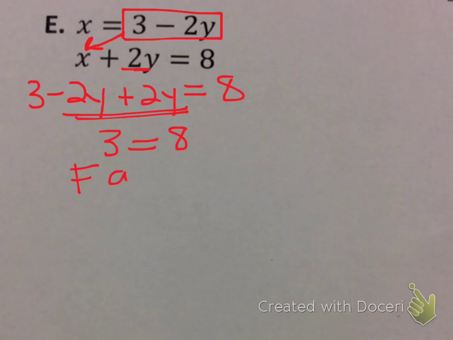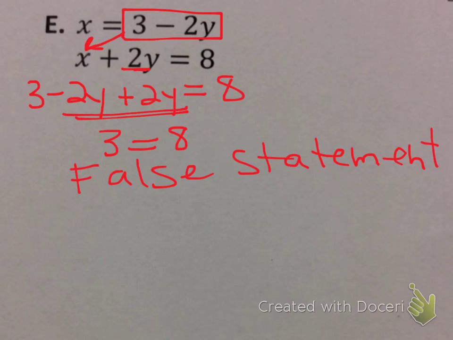3 equals 8 is not true. It is a false statement. And if we have a false statement, then we know that we have no solution. No solution is represented by this empty set symbol. So you can just write this down, or you can write the words no solution.